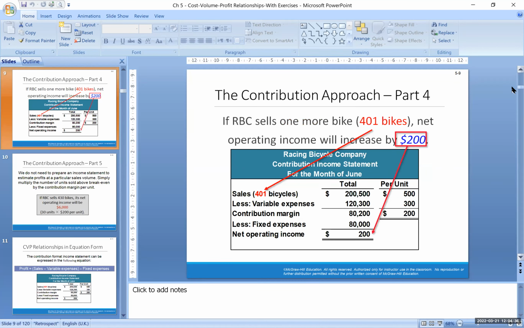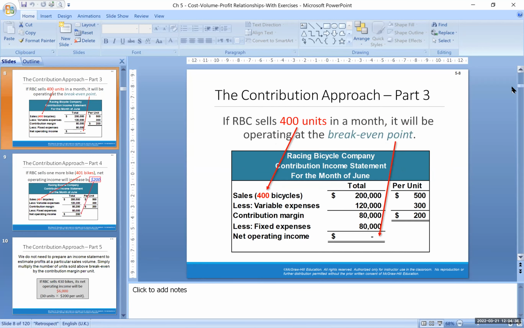Let's see if we start to sell more than 400 units. The logic for the break-even point, as I said, is that after the break-even, the company can recognize a profit. Before the break-even point, the company is recognizing a loss, which means I have to sell 400 units only to break even, meaning a net operating income of zero. So before the break-even means a loss, after the break-even means a profit.